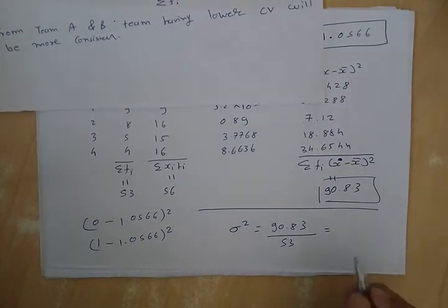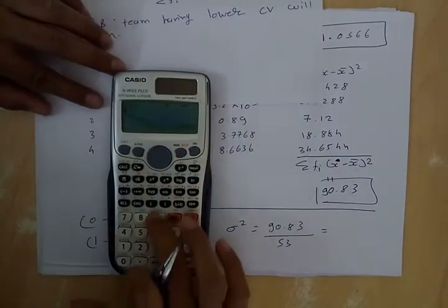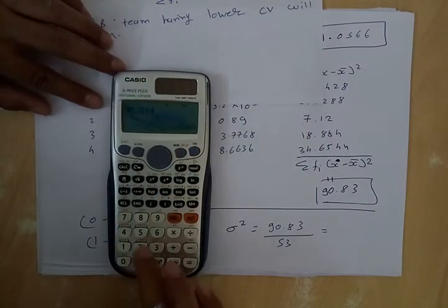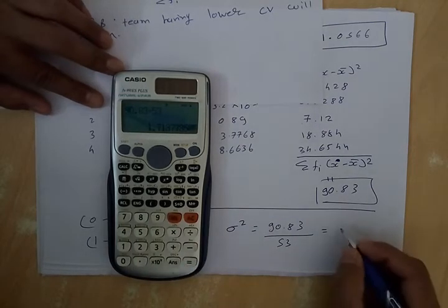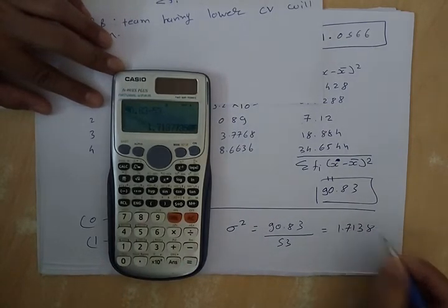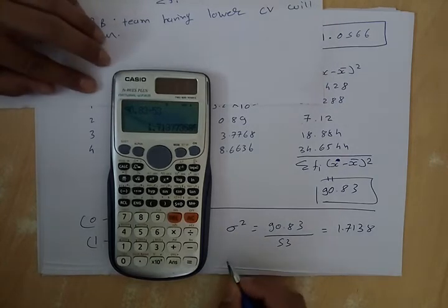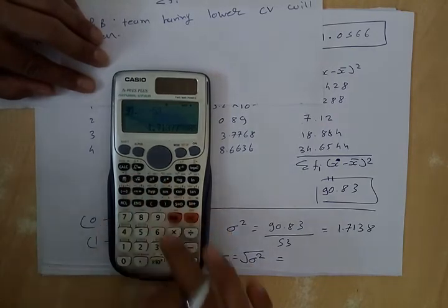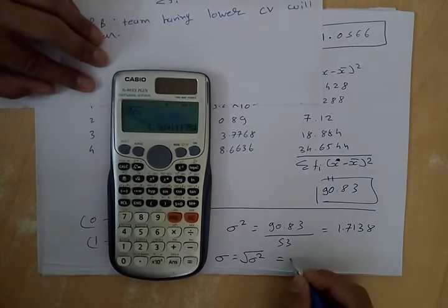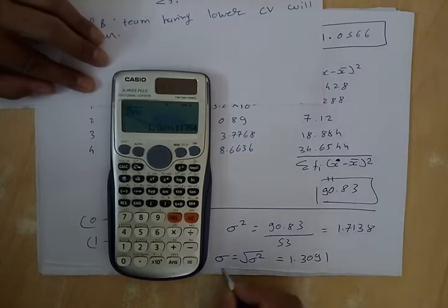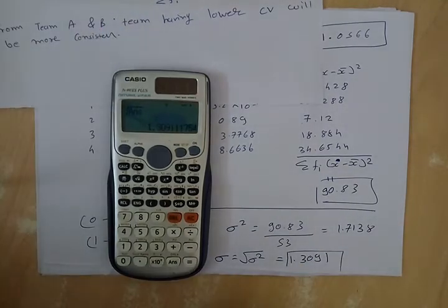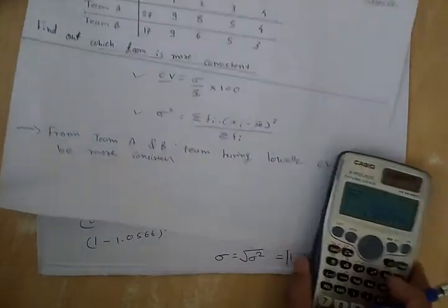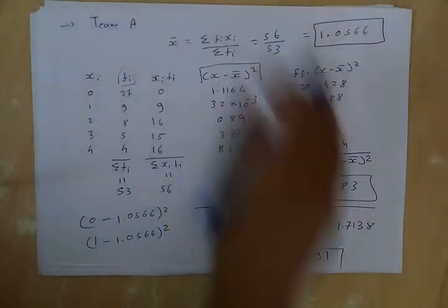So you will get your variance as, let me use calculator, 90.83 by 53. So it will be 1.7138. And if you take square root of variance, you will get standard deviation. So square root of answer is 1.3091. So this will be our standard deviation. Now we will put this value of sigma in this equation. So we will get coefficient of variance for team A.